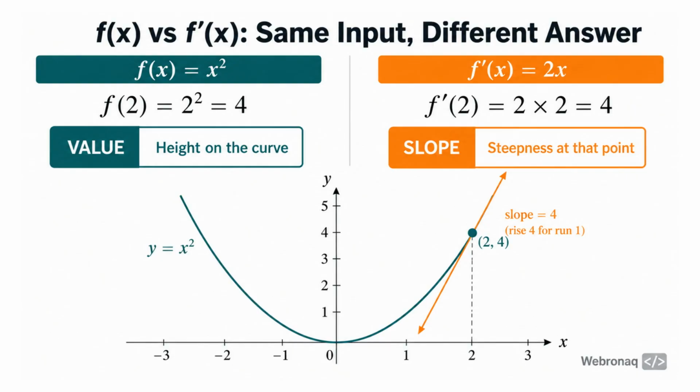Now let's put them side by side. Same input, two completely different questions. On the left, f of x equals x squared. Plug in x equals 2, and you get f of 2 equals 2 squared, which equals 4. That is your height on the curve. That is where you are.